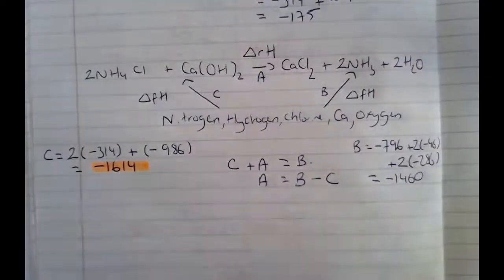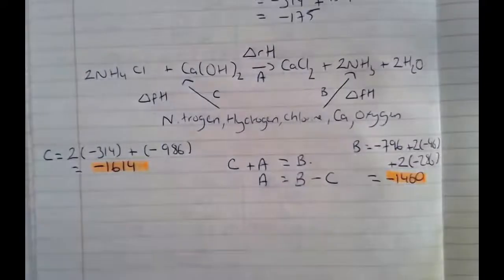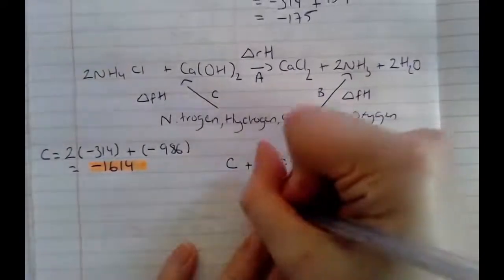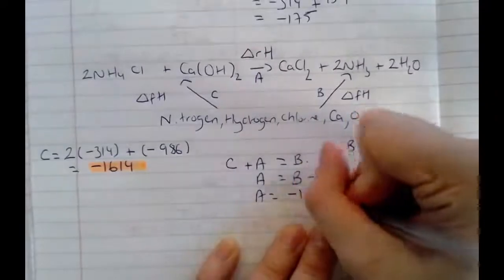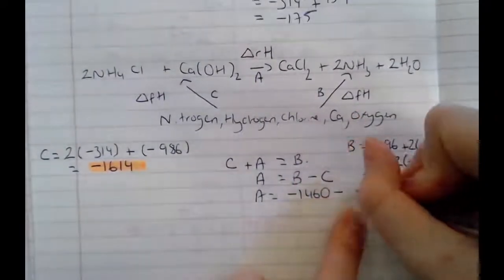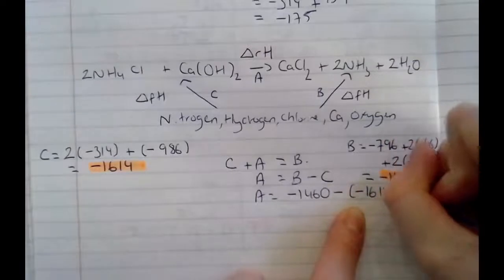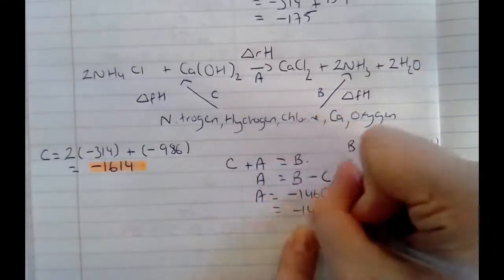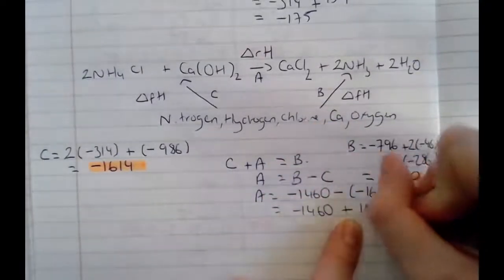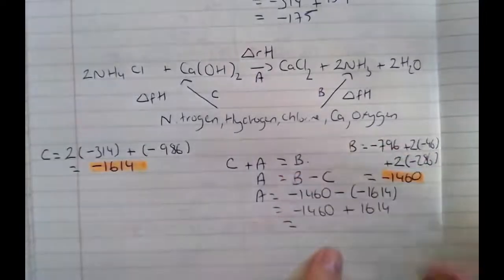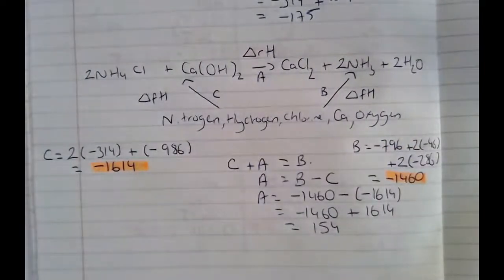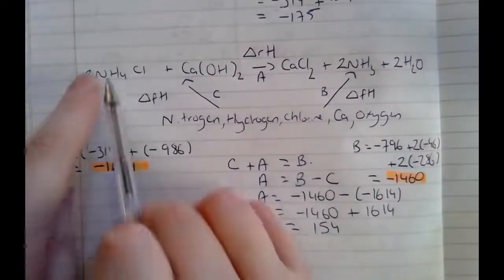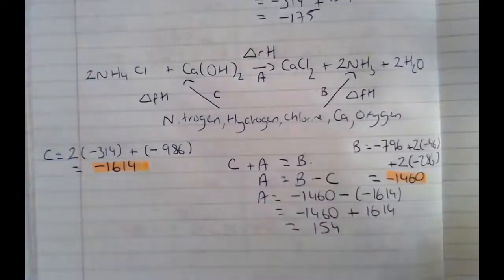So I've calculated C, and now I've calculated B. A equals B minus C, so I'm going to take my value for B, minus 1460, minus C, which is minus 1614. Minus times minus is plus, and if I work that out, I get plus 154. So what this is telling me is it's an endothermic reaction because I've got a positive value and heat energy is absorbed as this reaction takes place.